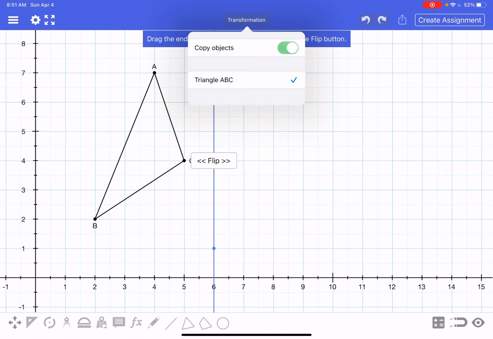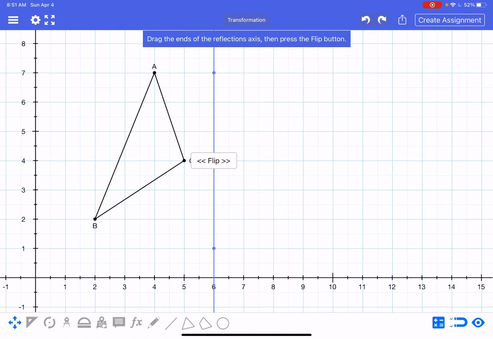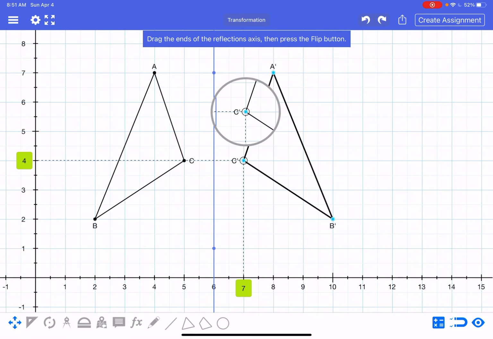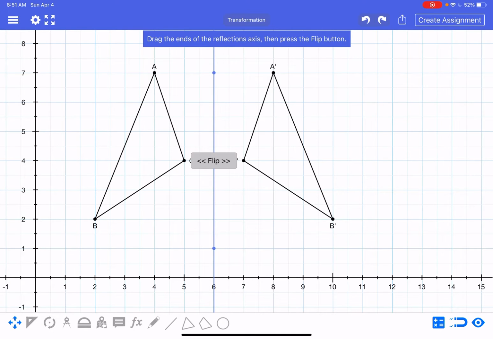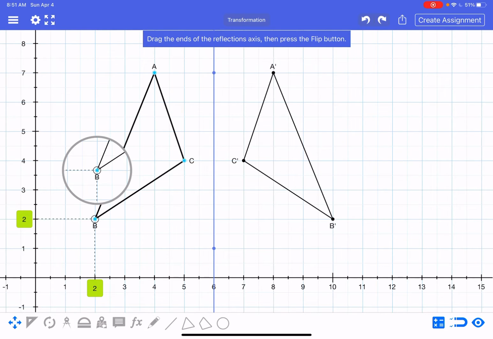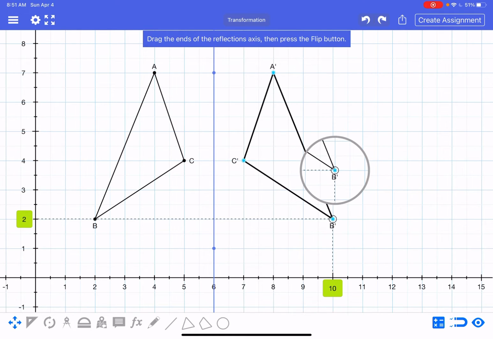Now, again, I'm going to make a copy of the shape. And we're going to flip. And there we go. That was pretty simple, eh? Okay, so if I look at the points again, the original C is at 5 and 4. The image of C is at 7 and 4. So you can compare the original of the triangle. So the original A was at 4 and 7. And the image of A is at 8 and 7. Okay, and then finally, the original B is at 2 and 2. And then the image of B is at 10 and 4. Now, I'm sorry, 10 and 2.